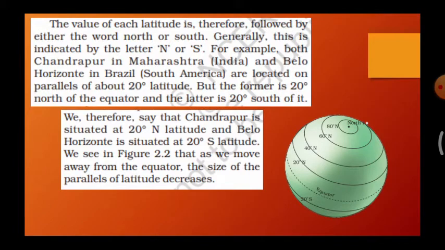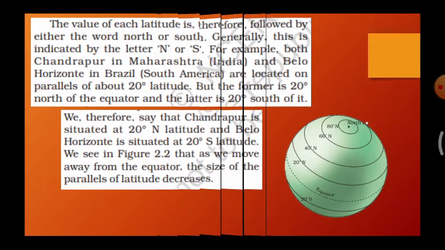So we see in the figure here that as we move away from the equator, the size of the parallels of latitude decreases. So see here, children, from the equator, as we move one by one, the size of the parallels is decreasing towards the North Pole. Even towards the South Pole it is decreasing.